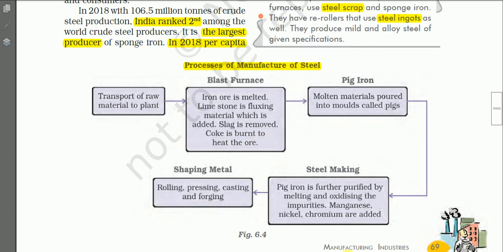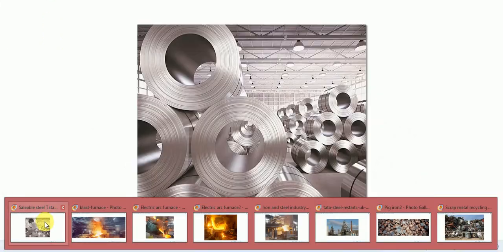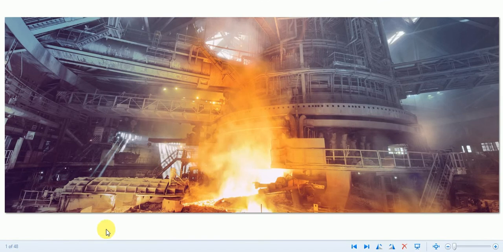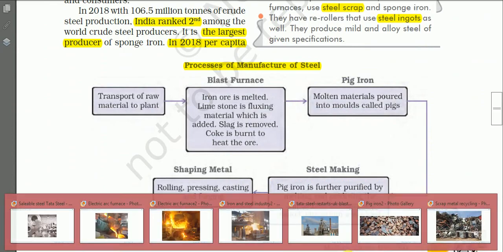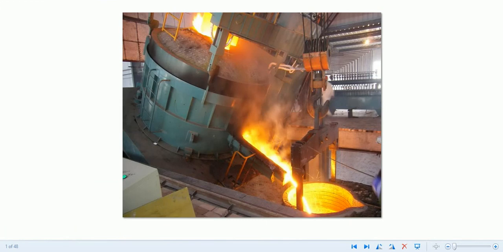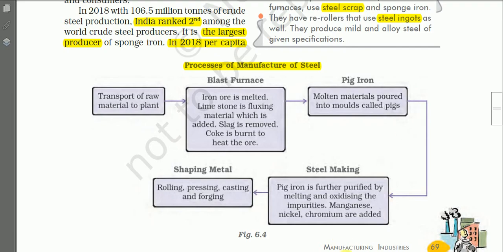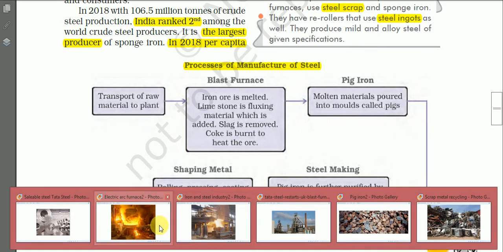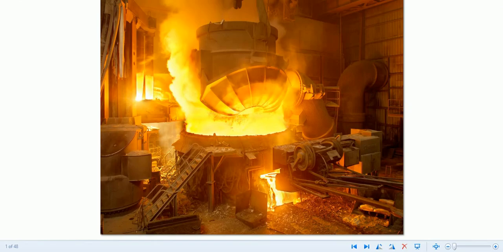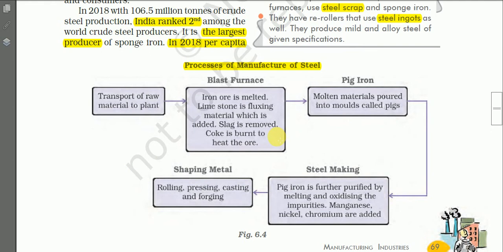So we have some photographs of this blast furnace. This is a photograph showing a blast furnace, and here smelting is done. We have one more photograph of this blast furnace showing smelting of iron ore, and this is another photograph of a blast furnace showing smelting of iron ore.